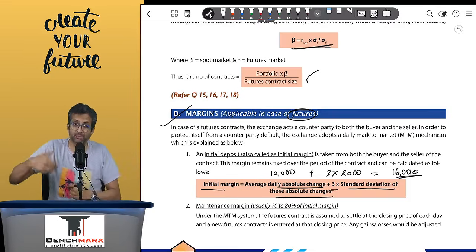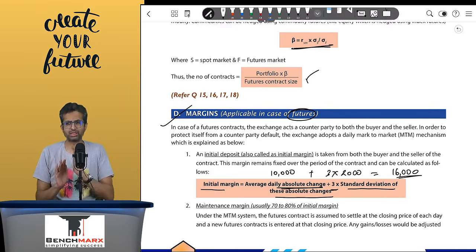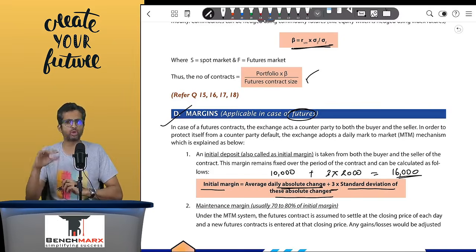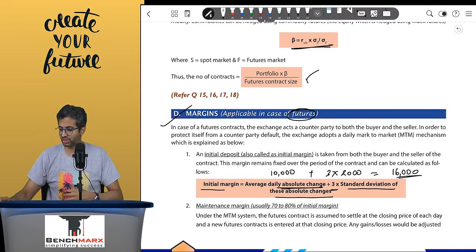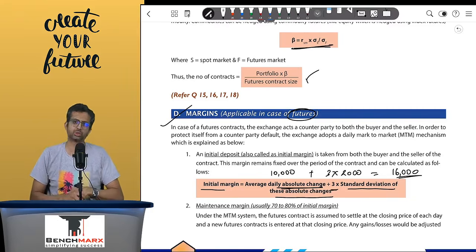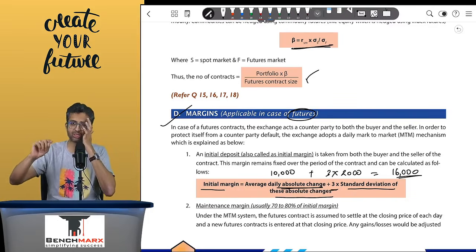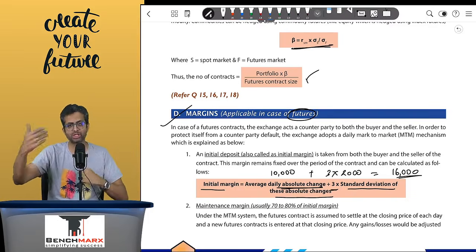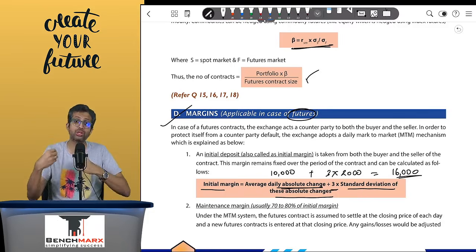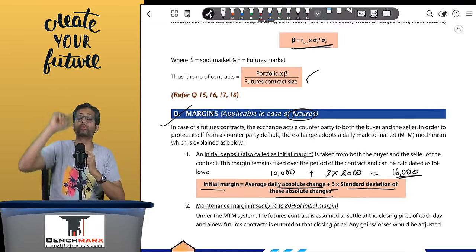So do I have to refill this 500? Well, they will usually give you a level which is 70 to 80%, which is called the maintenance margin. So if you take 16,000 and let us say 70% is the maintenance margin, 16,000 into 70% comes to 11,200. That means if your margin account balance falls below 11,200, then a margin call will be triggered and you will have to deposit the shortfall to take it all the way up to the initial margin.